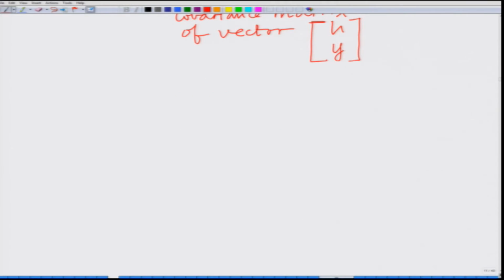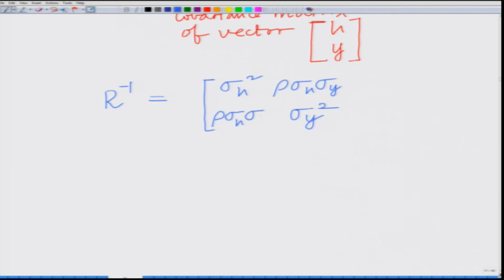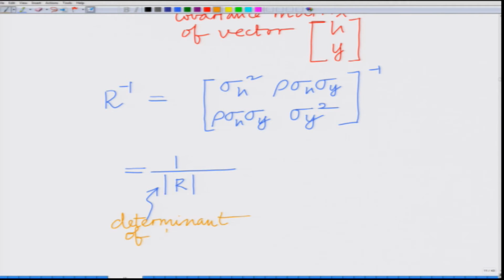And of course, we also need R inverse, the inverse of this covariance matrix with entries sigma h square, rho sigma h sigma y, rho sigma h sigma y, sigma y square. It is given as 1 over the determinant of R, times the inverse of this 2 cross 2 matrix, where we interchange the diagonal elements and take the negative of the off diagonal elements, minus rho sigma h sigma y. This is the inverse of the matrix.